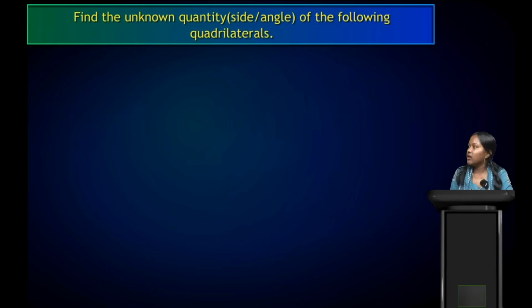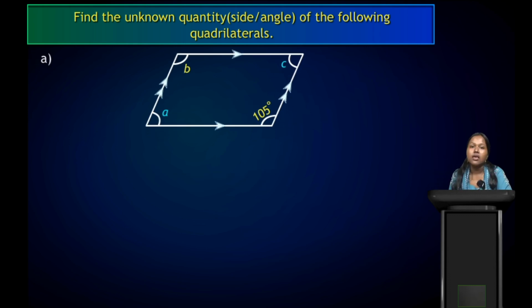Now today let's extend that topic. Let's see some more things. So here we are going to see today how to find the unknown quantities, that means the side or angles of the following quadrilateral. So let's see the shape of the quadrilateral. Can you tell me the name of this shape? Yes, you are absolutely right. This is called a parallelogram.